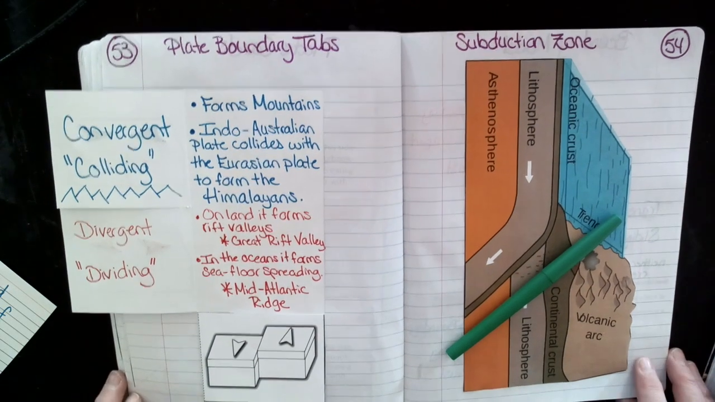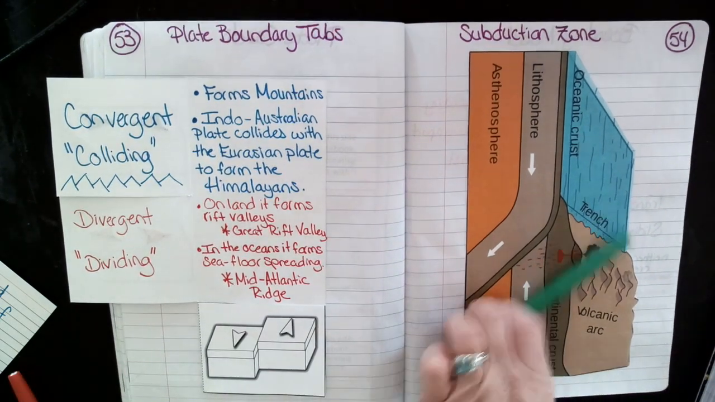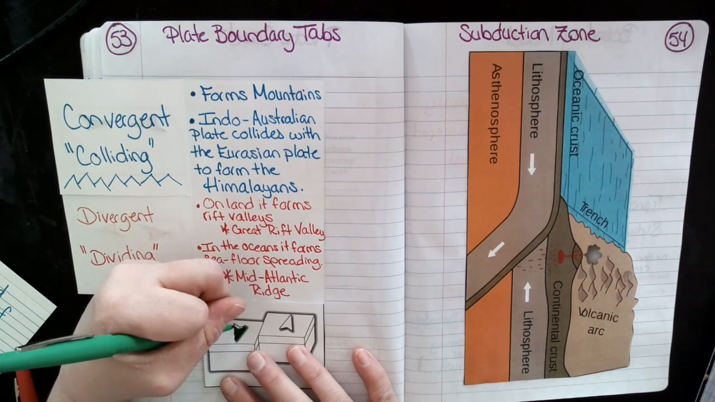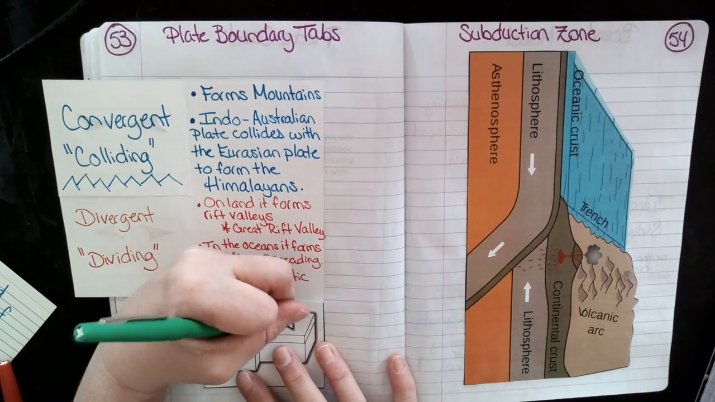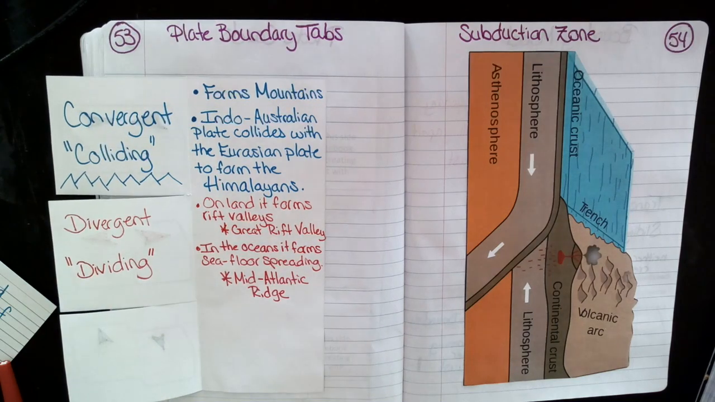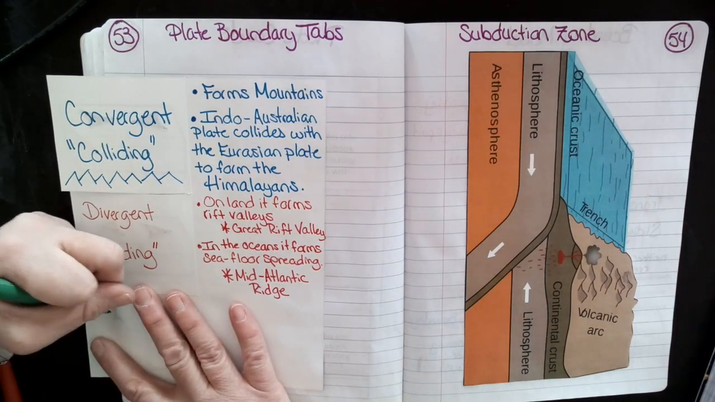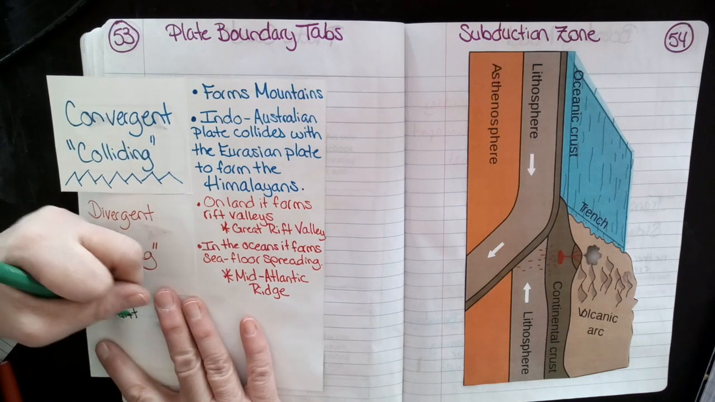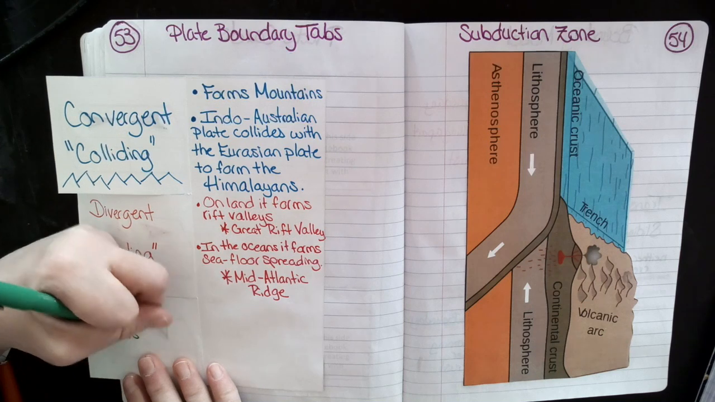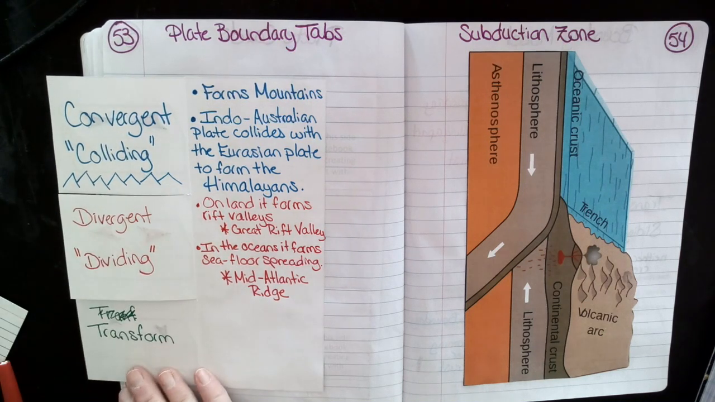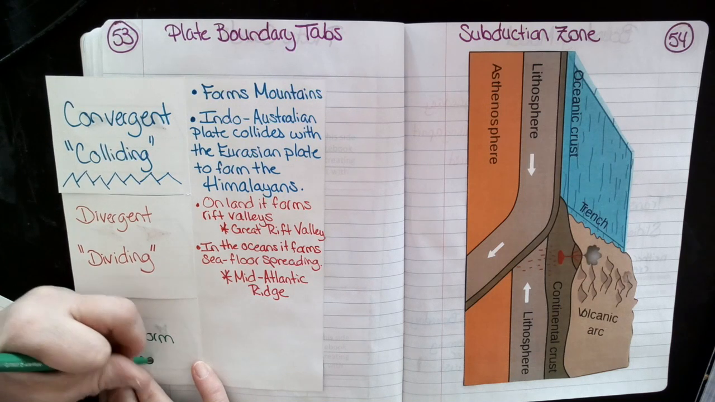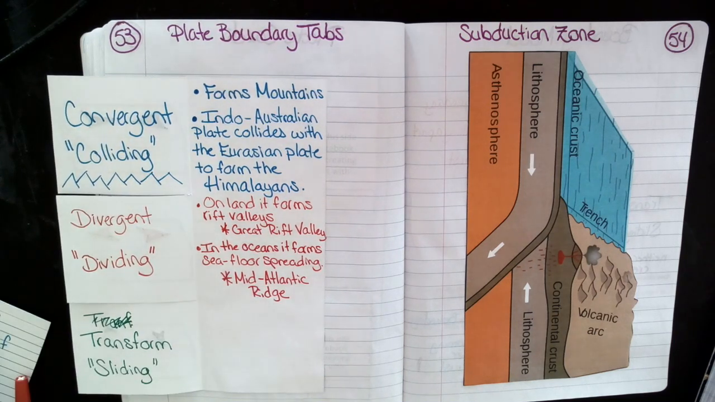I'm just going to kind of scooch this up. And our final one, the transform. Okay, transform. Oh, I spelled it wrong. Oh, that makes me mad. I'm going to rewrite it. Transform. I apologize. That's terrible. Sliding. Now my notes look like trash. Okay, moving on. Transform. Transform is sliding.